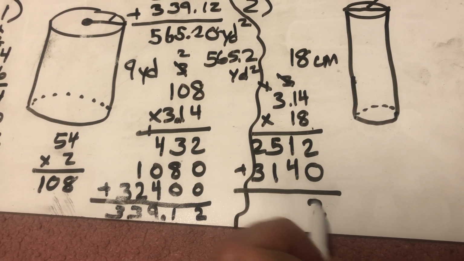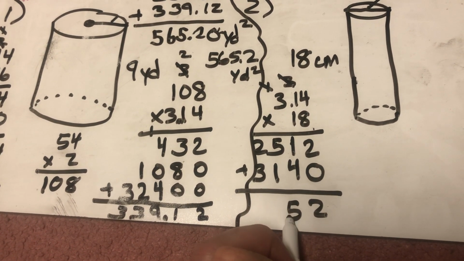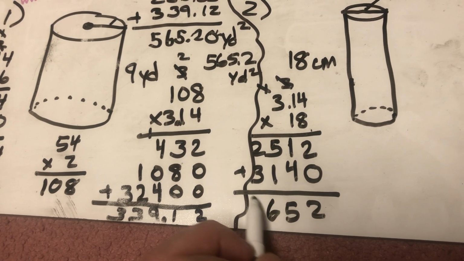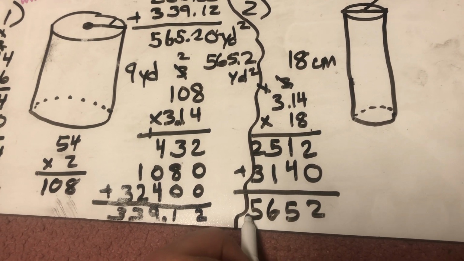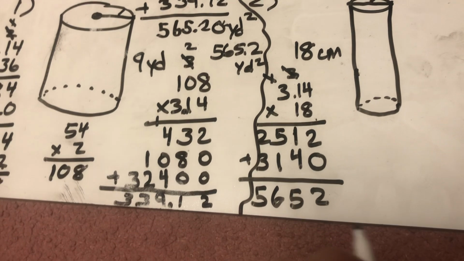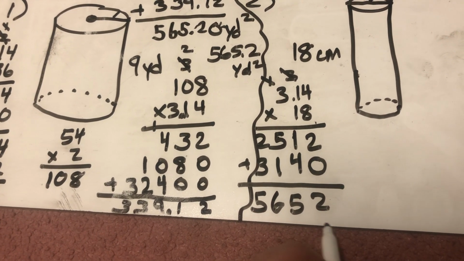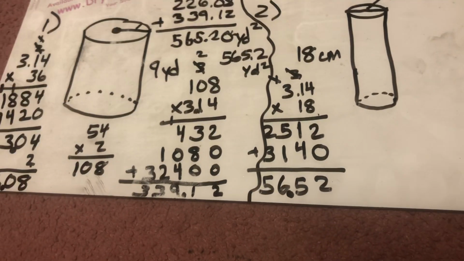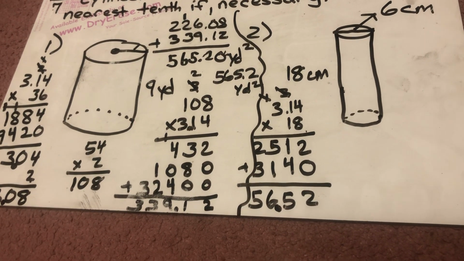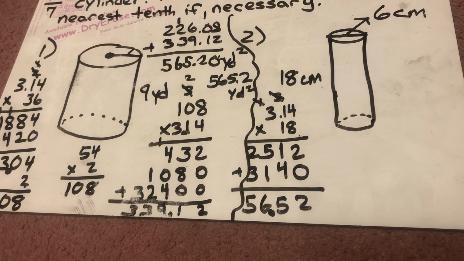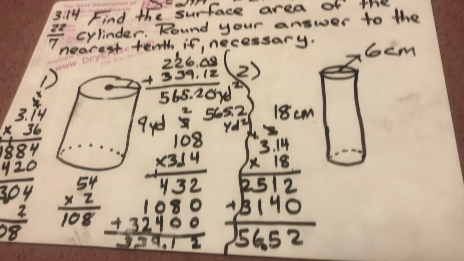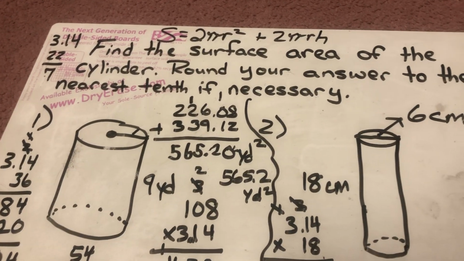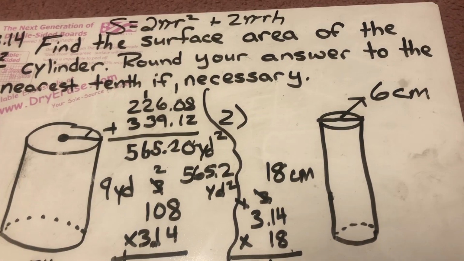2 and 0 is 2. 1 plus 4 is 5. 5 plus 1 is 6. 2 plus 3 is 5. There's 2 digits after the decimal in the problem, so 2 numbers after the decimal in the answer. 56 and 52 hundredths. Now, let's talk about the lateral surface. Okay? 2 times pi times radius times height.